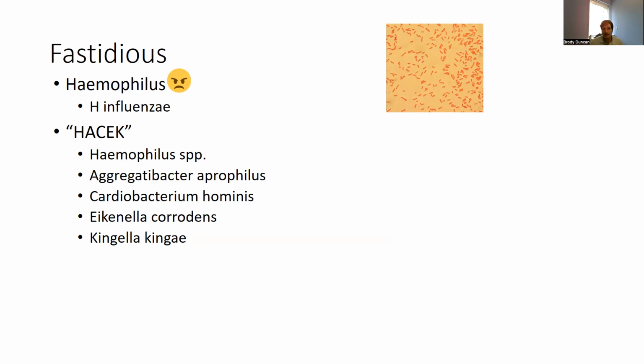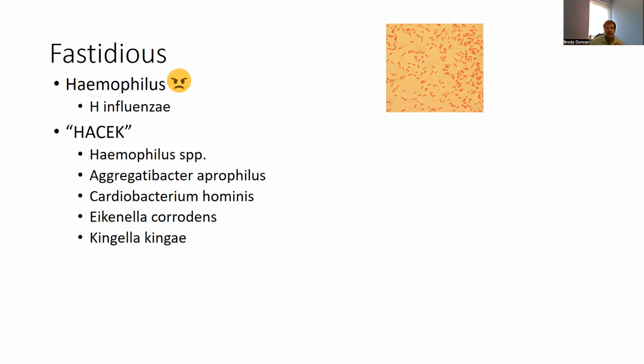Next, we have HACEK. So HACEK is this big mnemonic, which stands for Haemophilus, Aggregatibacter aphrophilus, Cardiobacterium hominis, Eikenella corrodens, and Kingella kingae. These are all very annoying names to memorize, unfortunately. None of them roll off the tongue very well, except maybe Kingella kingae. That one's a bit fun. But I think they're all similar enough that you can just remember HACEK in your mind.